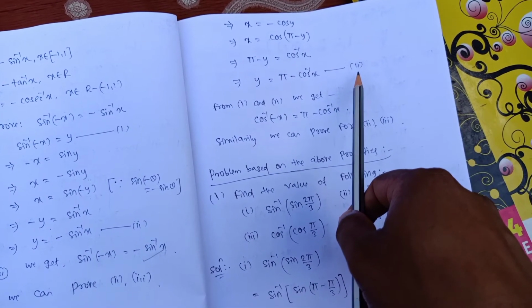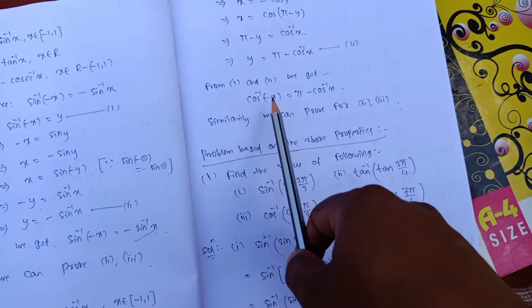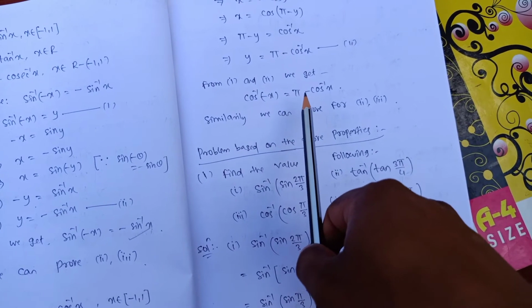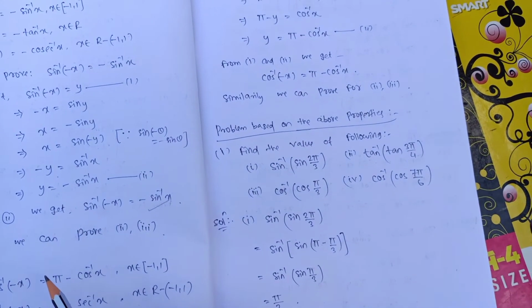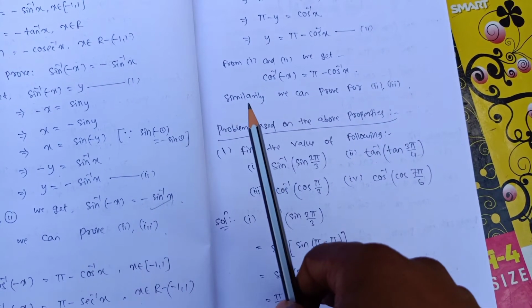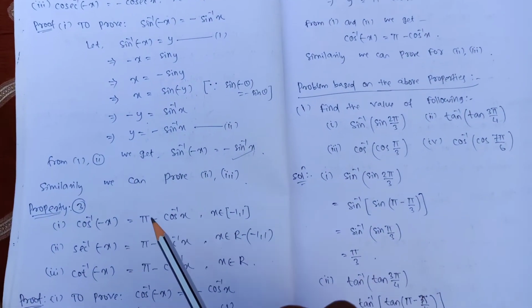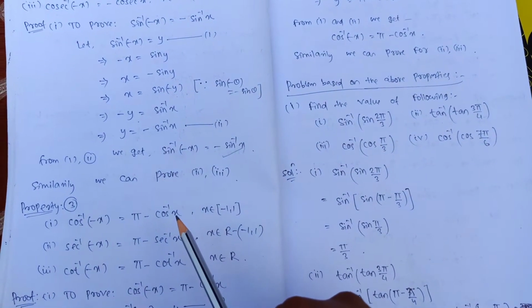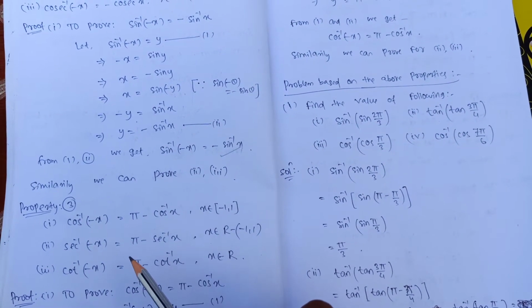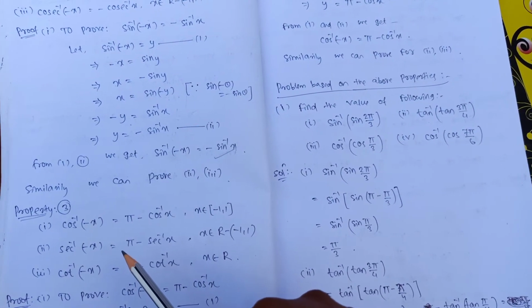So from equation 1 and 2 what do we get? We get cos inverse of minus x is equal to pi minus cos inverse of x. Okay. So remember, cos inverse of minus x is equal to pi minus cos inverse x. Similarly you can prove the other two here. Okay. You try on your own.